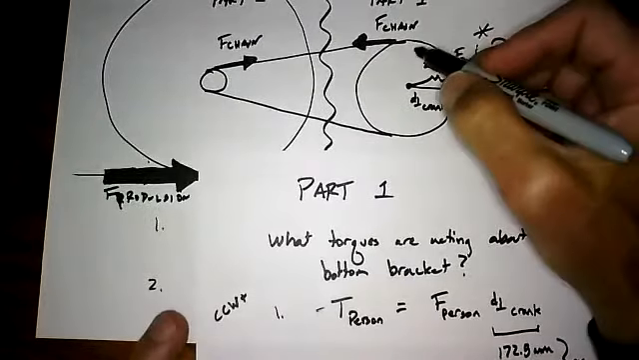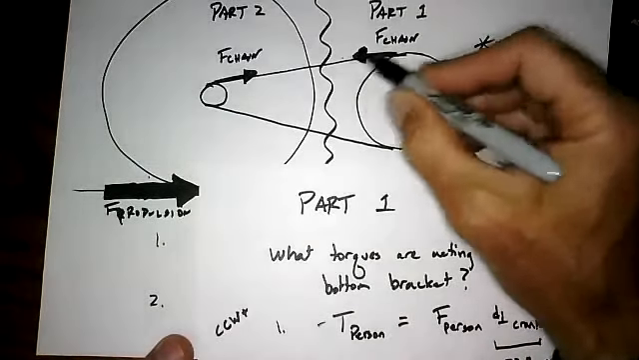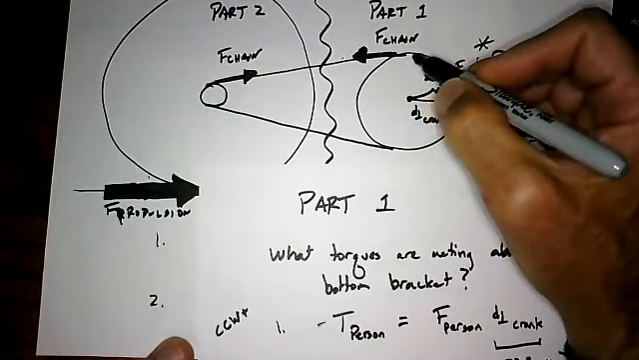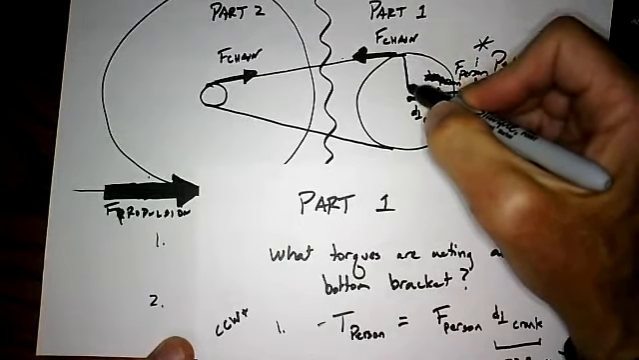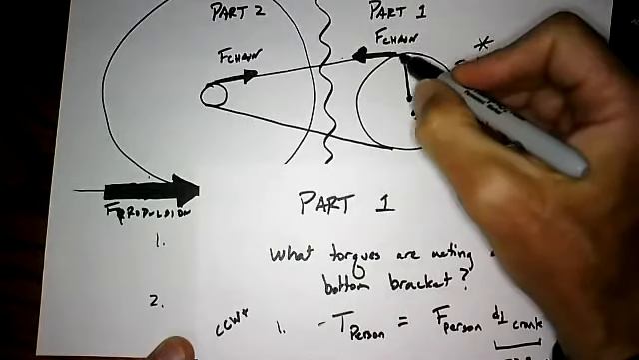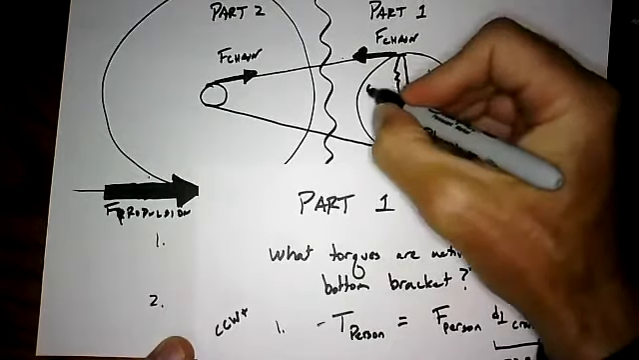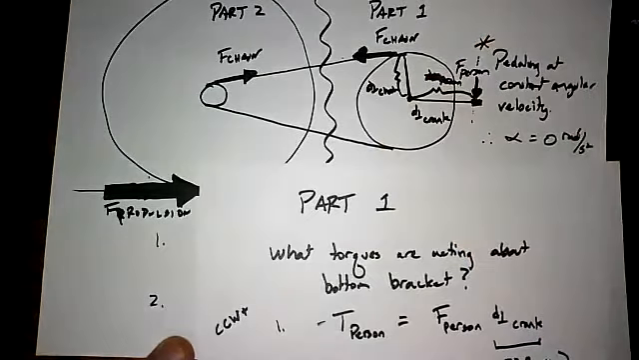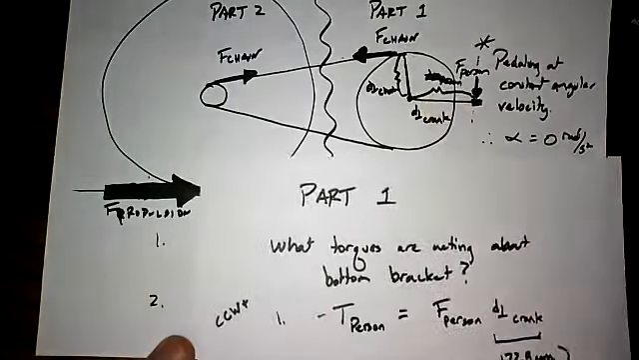Where's d perpendicular? Well, I'm going to go back up here to this picture. Line of application of the force, and we'll consider this chain force acting tangentially to the big ring. So therefore, the radius of the big ring is the moment arm, d perpendicular chain. All right, so now we have d perpendicular chain times F chain. That's a torque.